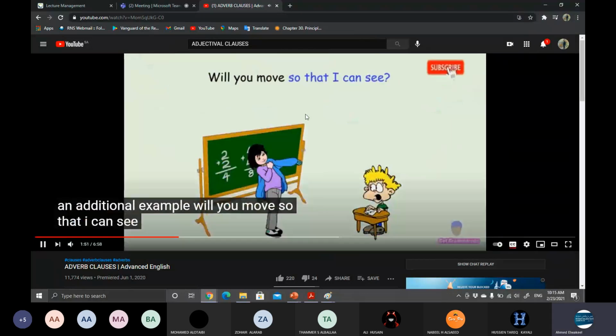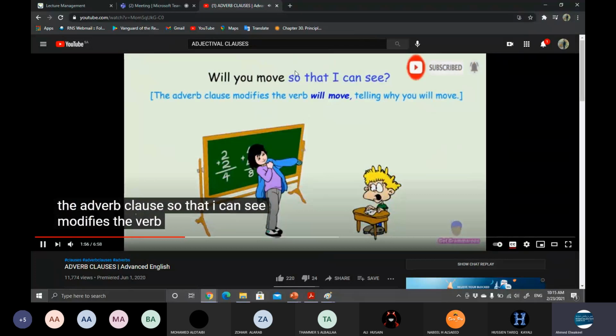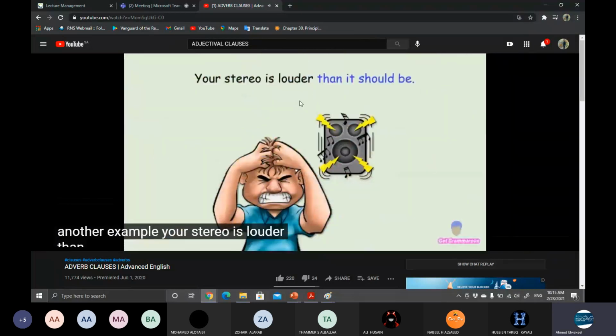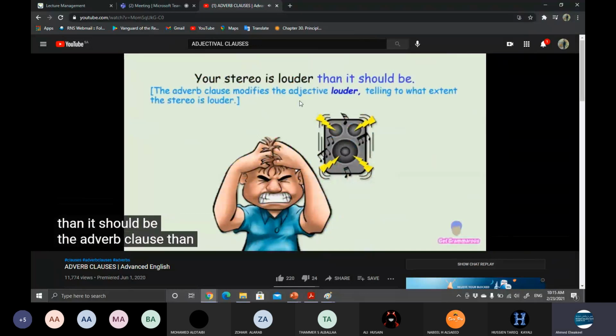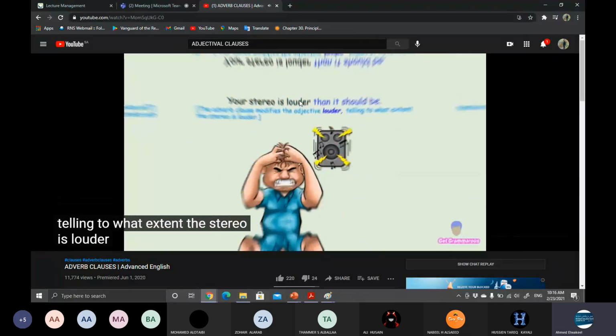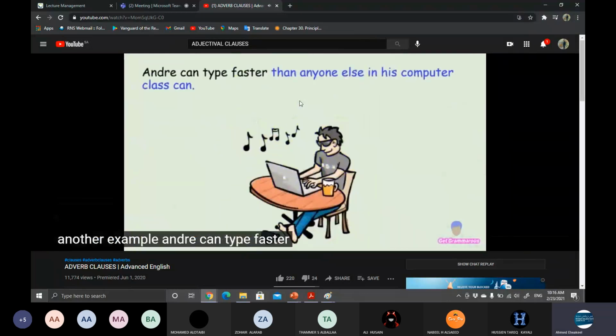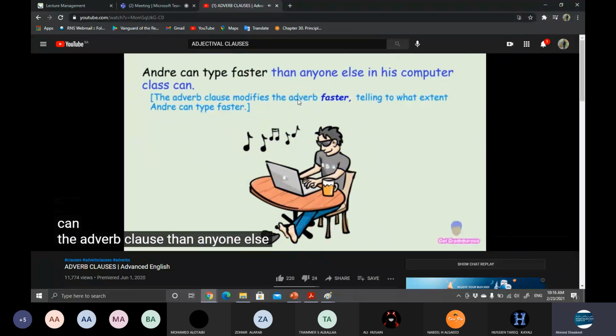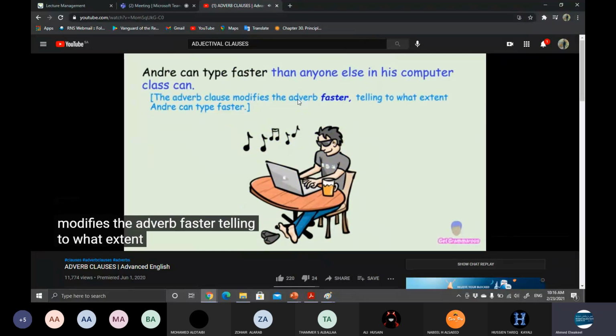An additional example. Will you move so that I can see? The adverb clause, so that I can see, modifies the verb will move, telling why you will move. Another example. Your stereo is louder than it should be. The adverb clause, than it should be, modifies the adjective louder, telling to what extent the stereo is louder. Another example. Andre can type faster than anyone else in his computer class can. The adverb clause, than anyone else in his computer class can, modifies the adverb faster, telling to what extent Andre can type faster.